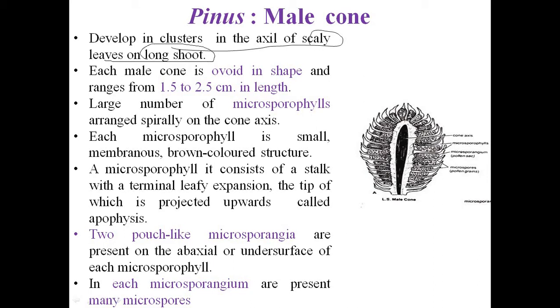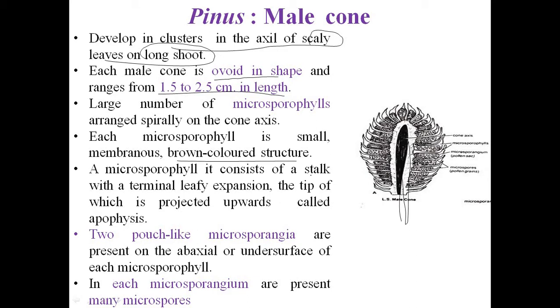As you are familiar with, there is dimorphic branching, long shoots and dwarf shoots, and each male cone is ovoid in shape, ranging from 1.5 to 2.5 centimeters in length, with a large number of microsporophylls. Here you can observe these microsporophylls. They are arranged on the central axis of the cone, and each microsporophyll is a small membranous brown colored structure.